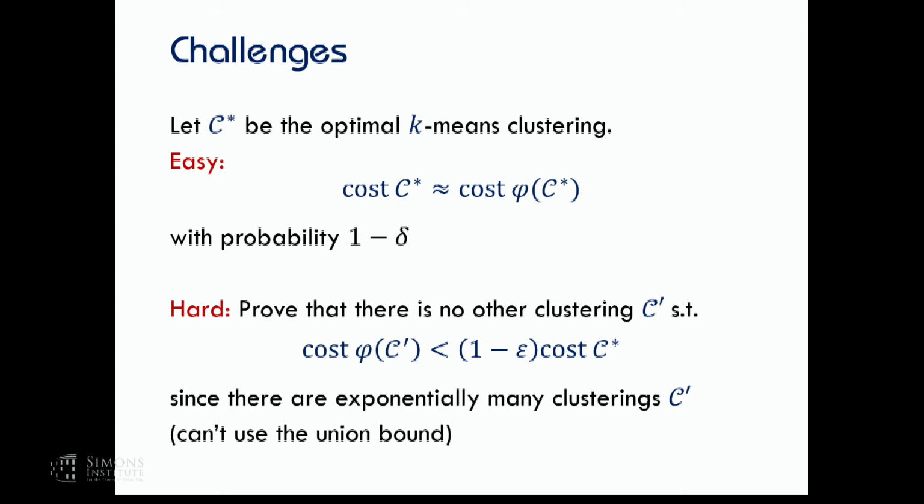Again, for every specific C prime, it's not hard to prove, but we have exponentially many different clusterings, and the probability that each of them violates this property is, loosely speaking, delta, which does not depend on n, and we may think that it's some constant, okay? So this is a challenge. The challenge is that we have exponentially many different clusterings, and each of them in the projection potentially might be better than the optimal clustering.